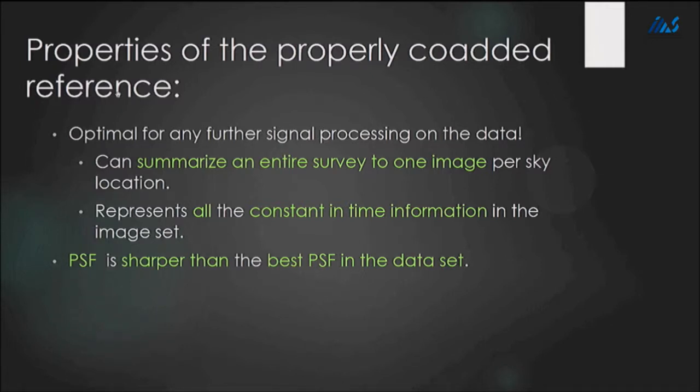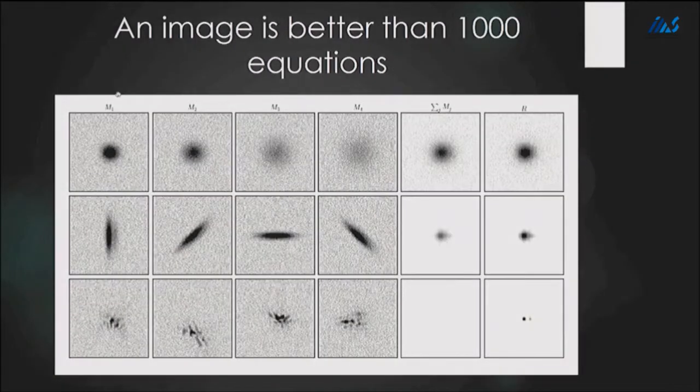And its PSF is actually sharper than the best PSF in the dataset. Now that sounds suspicious, so I'll just show an image. So what's going on here? Here I have 4 images, okay, with different things. This is a simulation. In short, you'll see real data. But you have different things, okay? This is what happens when you just add them up. This is what happens when you properly add them up.